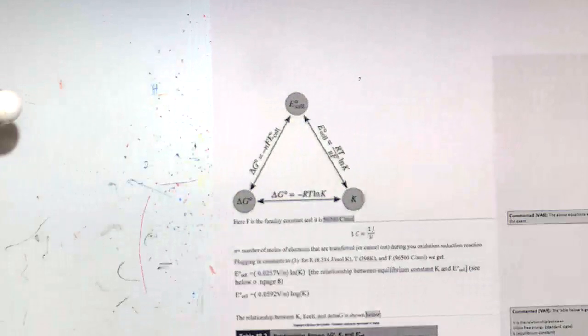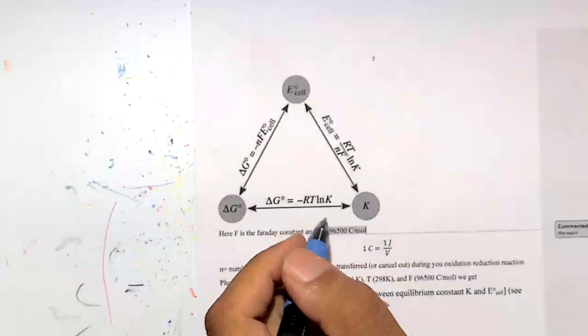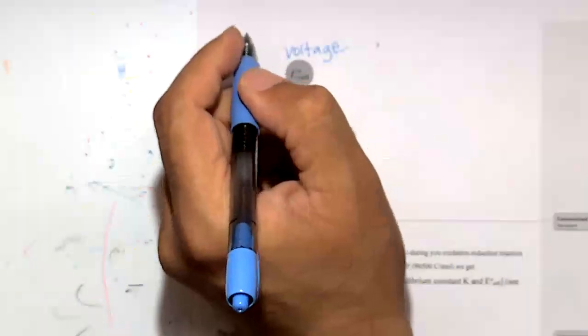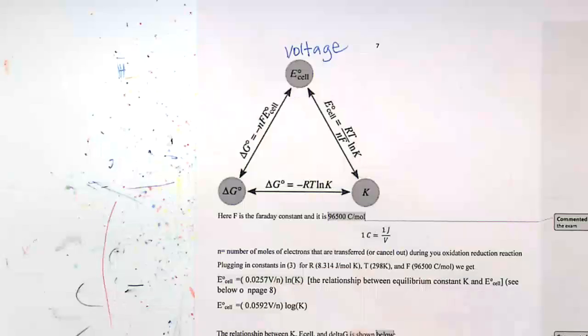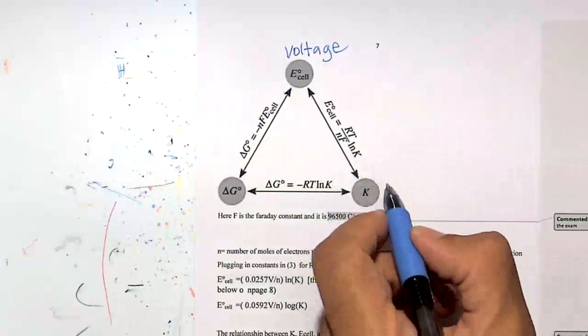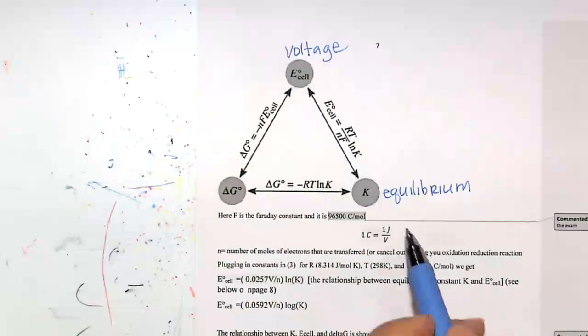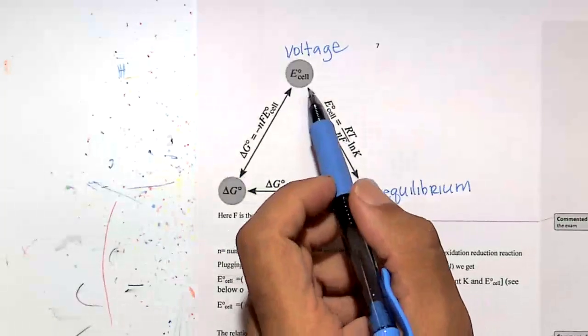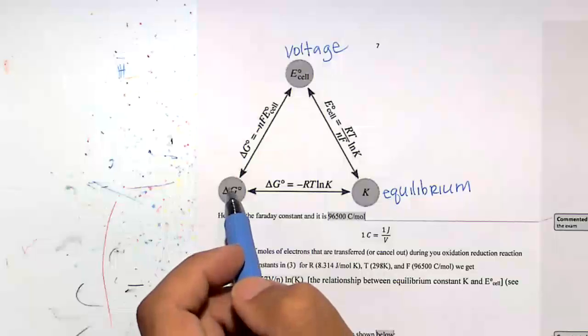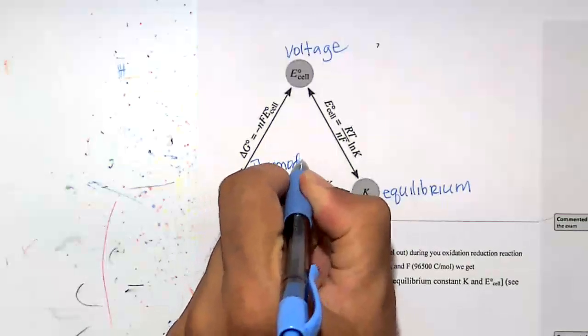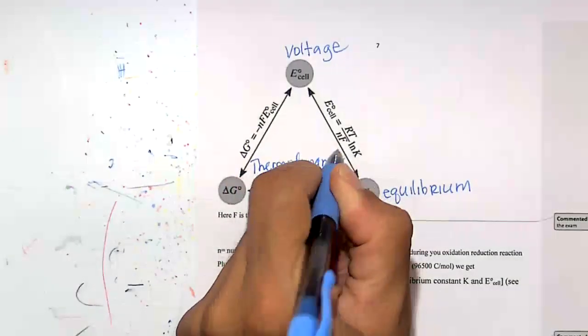I'll give you this on the exam. This relates voltage, which is this chapter. This relates equilibrium, whether we'll have more products at the end of the reaction or more reactants at the end of the reaction. This was chapter 16 or so. This is chapter 18. And then chapter 17, thermodynamics, energetics.